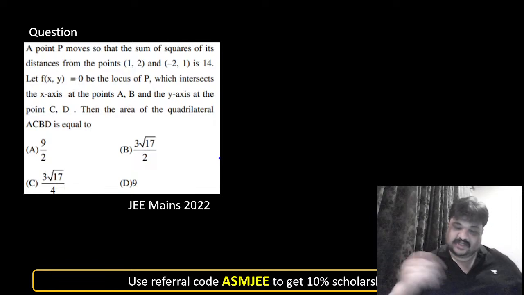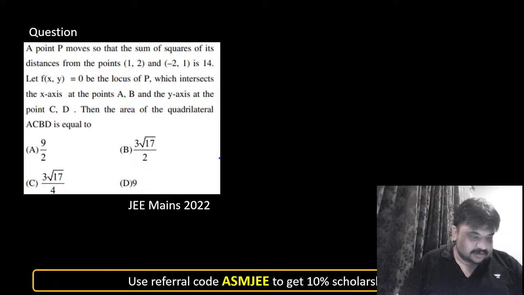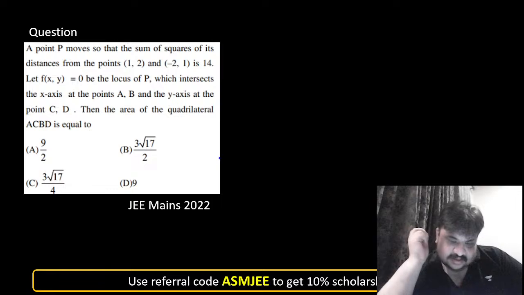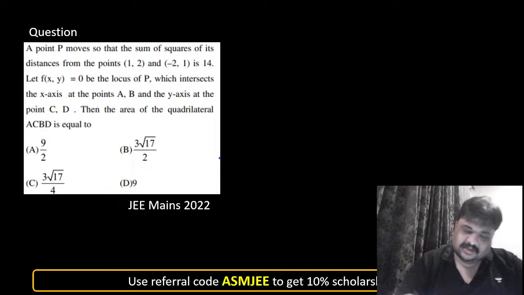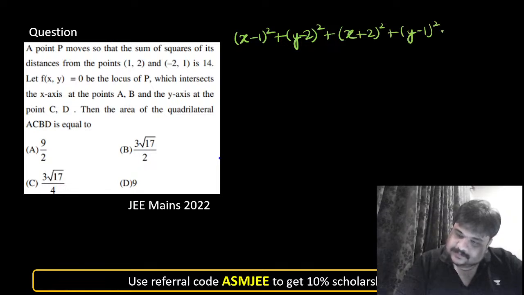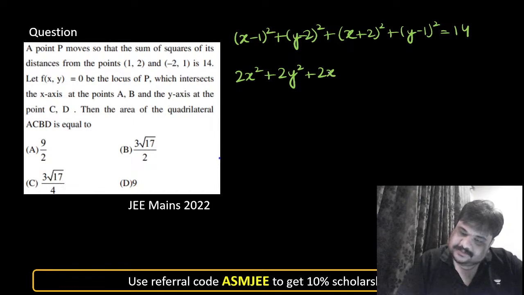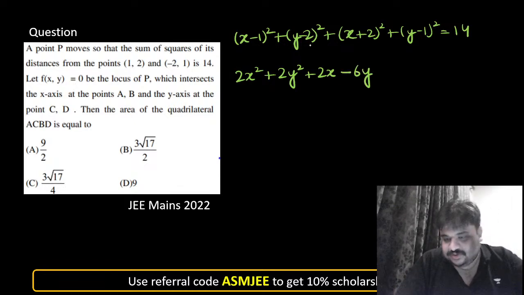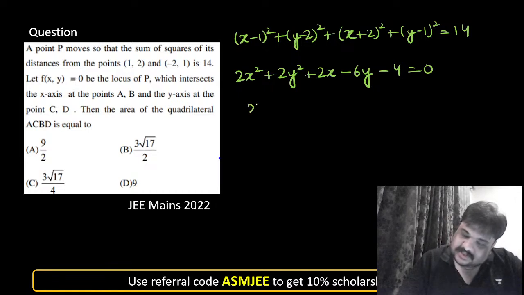So a point P moves so that the sum of the squares of its distances from these points is 14. Let f(x,y) equal to 0 be the locus of P, which is x at P and y. So the locus is this, the sum of squares is equal to 14. So 2x square plus 2y square plus 2x, minus 4y minus 2y is minus 6y. 1 plus 4 is 5, plus 4 is 9, plus 1 is 10, minus 14 is minus 4. So this is the locus.